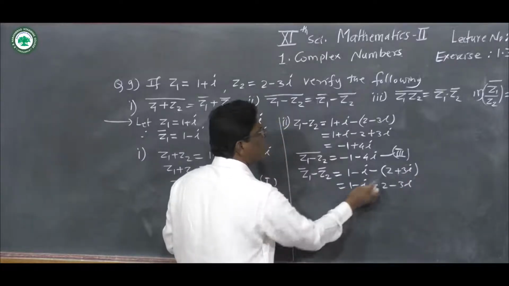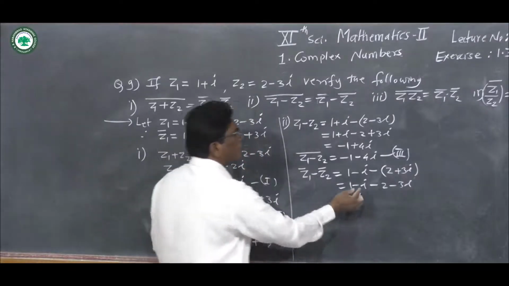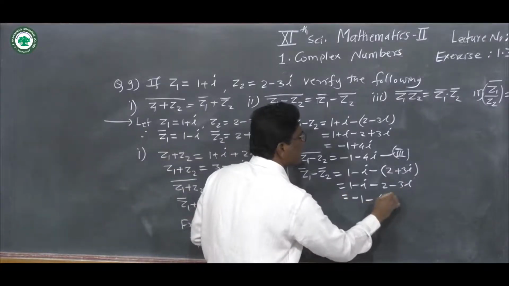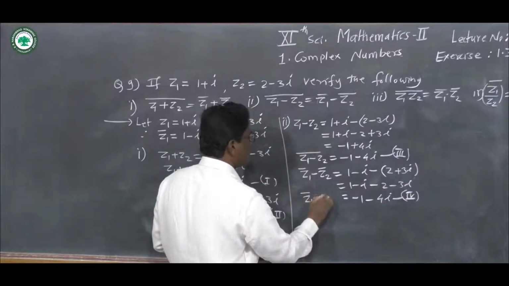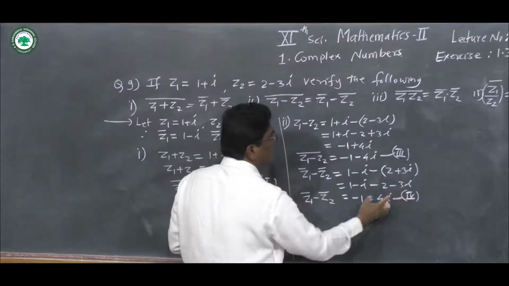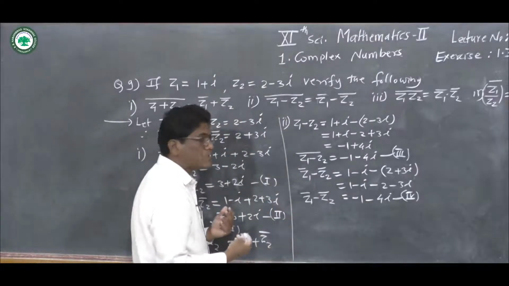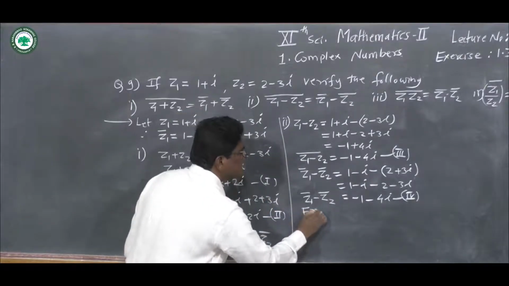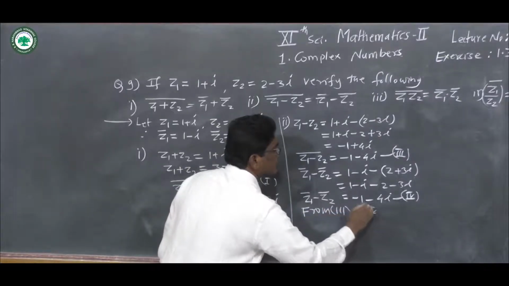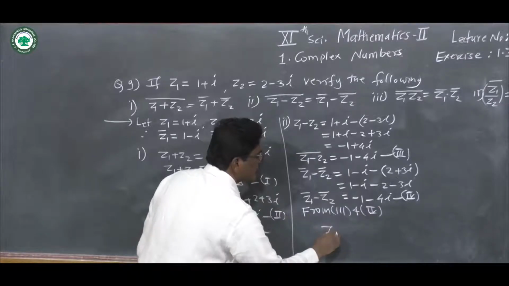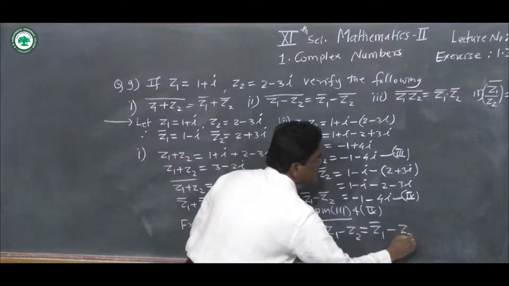Now 1 minus 2 is minus 1, and minus i minus 3i is minus 4i. We call this equation number 4. See here, equation 3 and equation 4, the right-hand sides are the same, minus 1 minus 4i. Therefore their left sides are also equal. So from 3 and 4, z1 minus z2 bar is equal to z1 bar minus z2 bar.